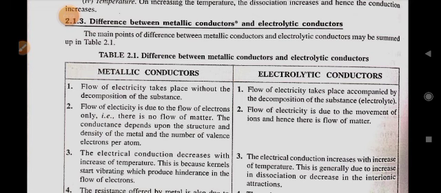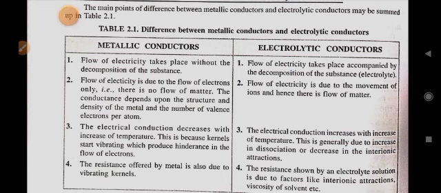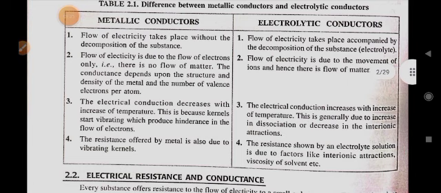Metallic conductors. Flow of electricity is due to the flow of electrons only, that is, there is no flow of matter. The conductance depends upon the structure and density of the metal and the number of valence electrons per atom. Electrolytic conductors. Flow of electricity is due to the movement of ions, hence there is flow of matter. Metallic conductors. The electrical conduction decreases with increase of temperature. This is because kernels start vibrating, which produces hindrance in the flow of electrons.